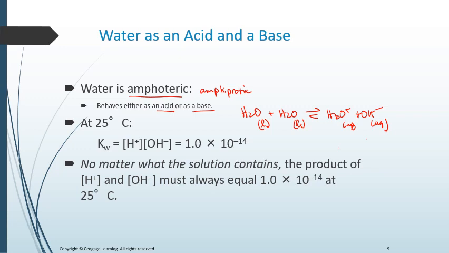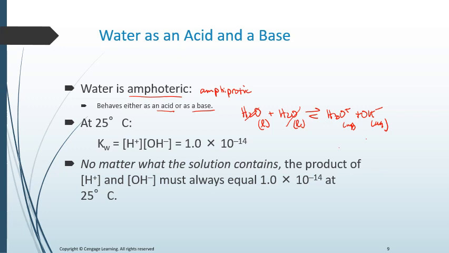Since both the waters are liquids, again, we can take those out of the expression, and that leaves us with the concentration of H3O+ and the concentration of OH minus. At 25 degrees Celsius, the product of these two substances together will always be equal to 1 times 10 to the negative 14th power. Doesn't matter whether it's an acidic or a basic solution. As one changes, so does the other.